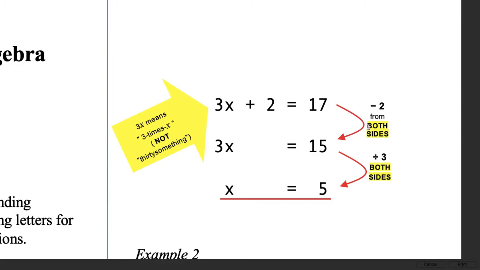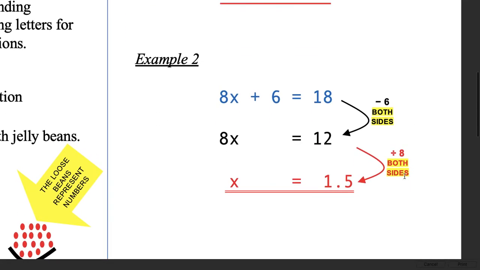And remember, you're doing things to both sides because it's like a balance and you've got to maintain the balance at all times. Here's another example. 8x plus 6 equals 18. I take away 6 from both sides to get 8x equals 12. The purpose of that was to get the 8x on its own. I don't want to know what 8x's are. I just want to know what 1x is on its own. So I divide everything by 8 on both sides to get x equals 1.5.